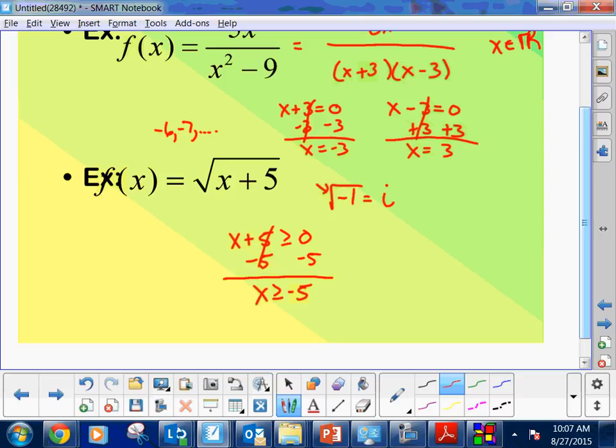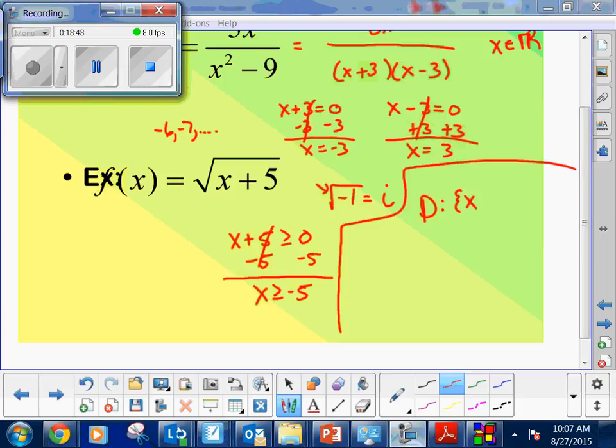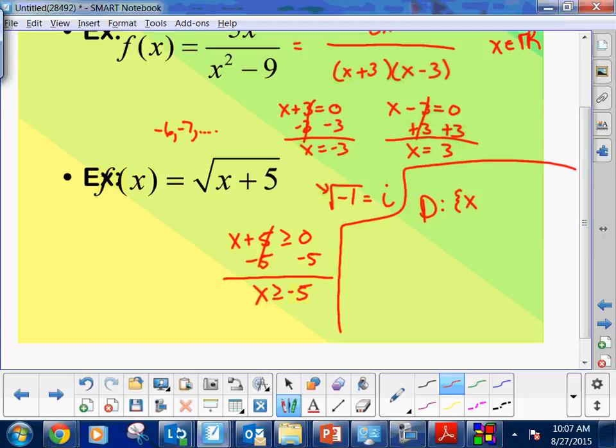So when I write the domain on this one, the domain is set notation again. X such that, let's see what this is. All right, so now, going back to this. We're going to put x, and this is set notation again, such that x is every number that's greater than negative 5. So now I have my domain listed.